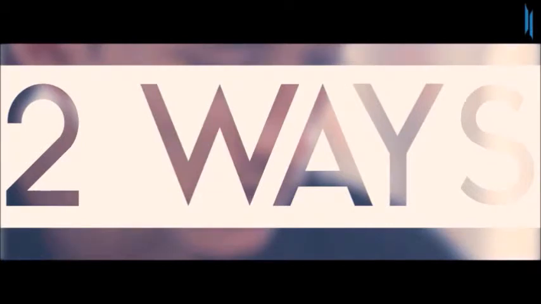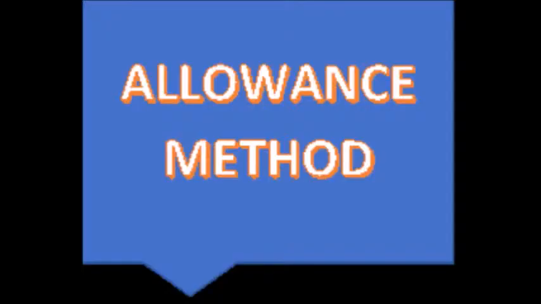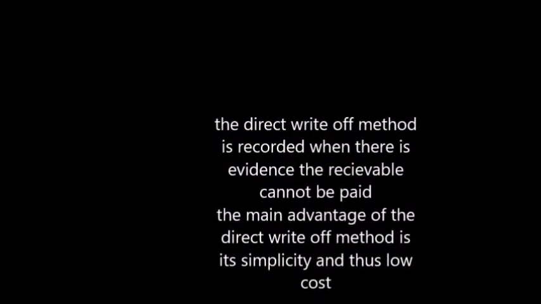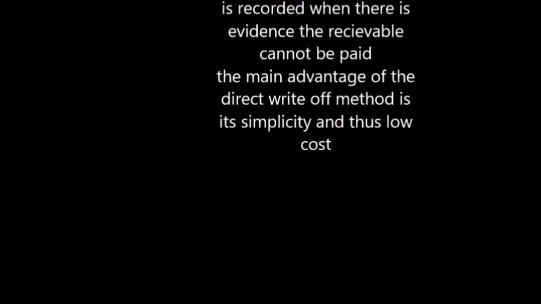There are two ways to account for uncollectible receivables. These are the direct write-off method and the allowance method. While both methods record the inability to collect these receivables as bad debt expense, the way in which they operate is fundamentally different. The direct write-off method is recorded when it is evident the receivable is uncollectible. In the example shown before, this time was 270 days.